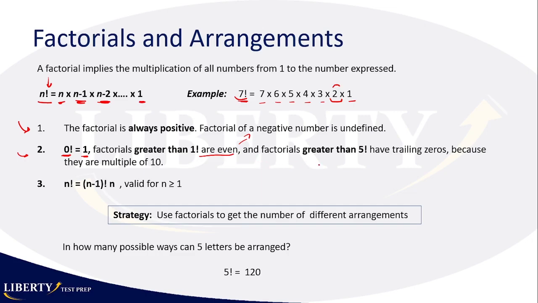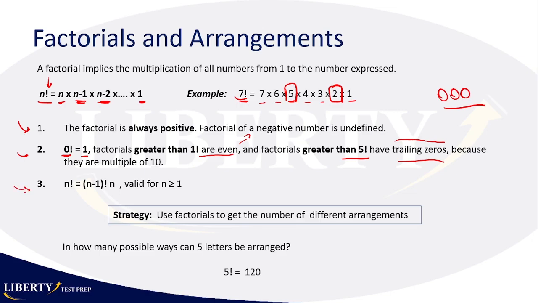And then we have factorials greater than 5 have trailing zeros. What does trailing zero mean? It means that they will end with zeros at the end, okay? Why? Because they are multiple of 10, right? For example, take factorial of 7 here. This is greater than 5, right? So it will end in zeros. How do we know that? Because it's a multiple of 10. Why? Because it contains a 2 and a 5 in its prime factorization. You see, 2 times 5 is 10, so whatever has 10 in there will end in 0, okay?